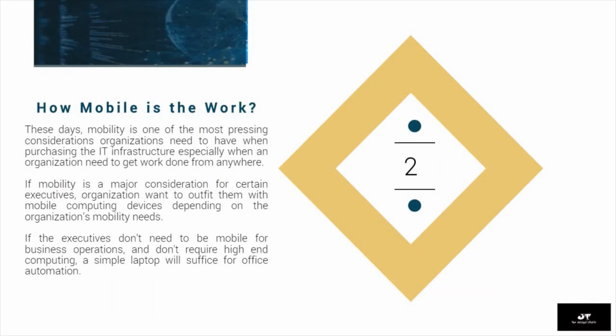Second, these days, mobility is one of the most pressing considerations organizations need to have when purchasing the IT infrastructure, especially when an organization needs to get work done from anywhere. If mobility is a major consideration for certain executives, organizations want to outfit them with mobile computing devices, depending on the organization's mobility needs. If the executives don't need to be mobile for business operations, and don't require high-end computing, a simple laptop will suffice for office automation.